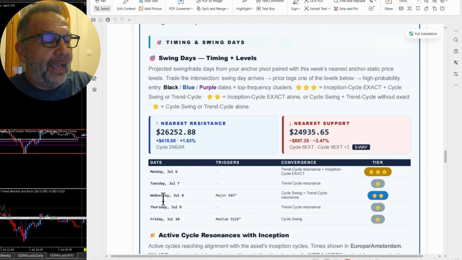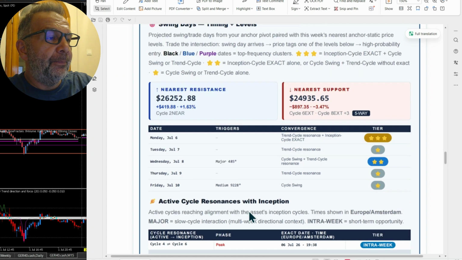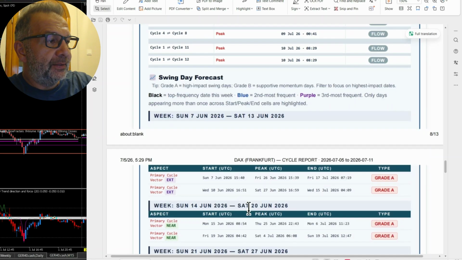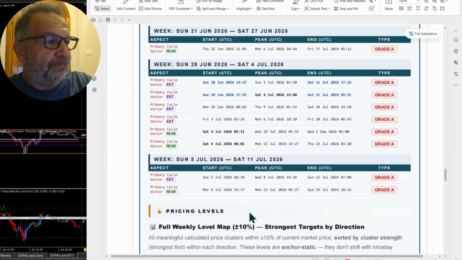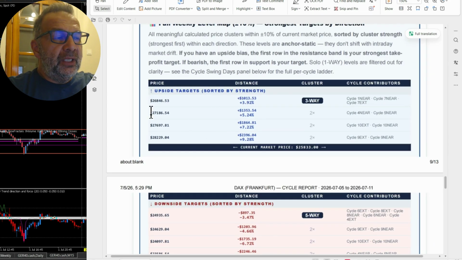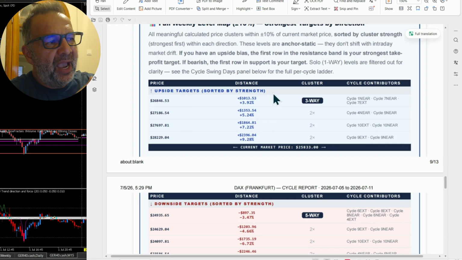So for July 8, if we end up around here, what can you do? You can look for prices. Where? Here. All right. So these are up targets. So if the market goes up to turn around on Wednesday, look out for these prices.